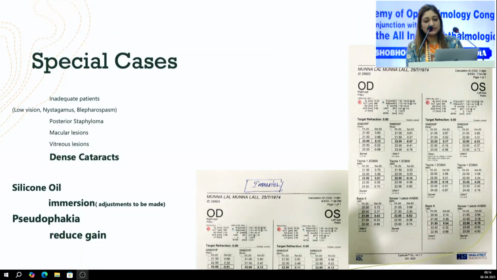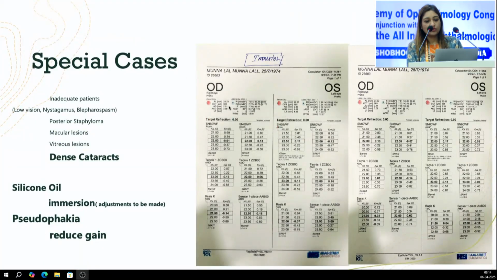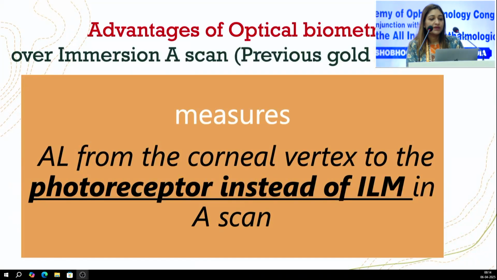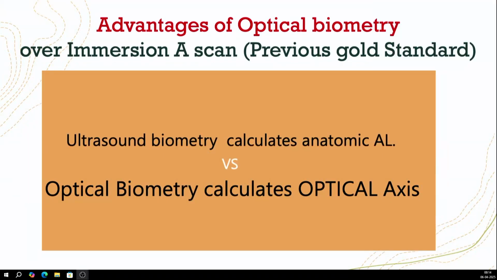And in normal cases, you can see the Lenstar reading is almost similar to immersion. The IOL power is exactly the same. But yes, we have to make various adjustments in various eyes like staphylomatous eyes with macular lesions, dense cataract, silicone oils, etc. So the advantages of current optical biometers over conventional immersion A scans are: one, that it measures the axial length from the corneal vertex to the photoreceptor instead of ILM in A scan.